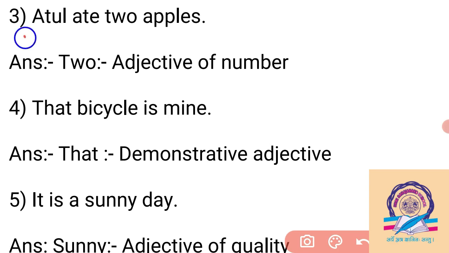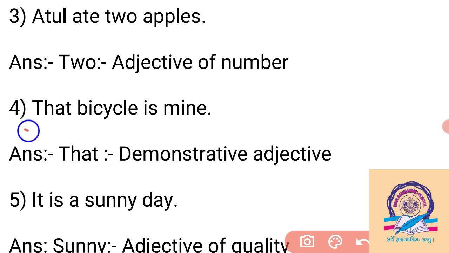Then the third example, Atul ate two apples. Apple is a noun, and how many apples? That is the quantity here. Two becomes the adjective, and we can count two here. So two becomes an adjective of number because we can count it.